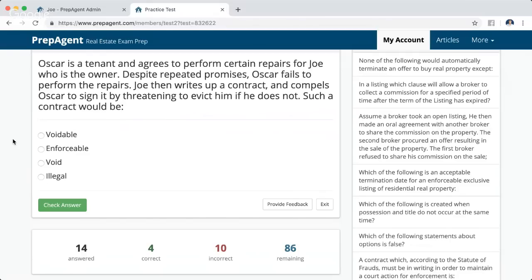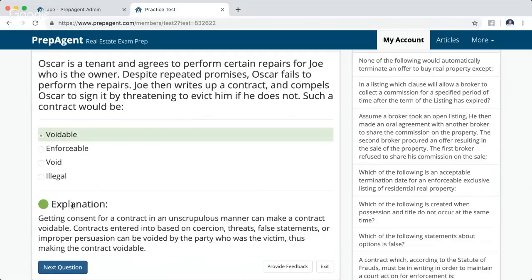Can we see the word threat? So then the answer is voidable. Remember, whenever we see that word threat, it's voidable.